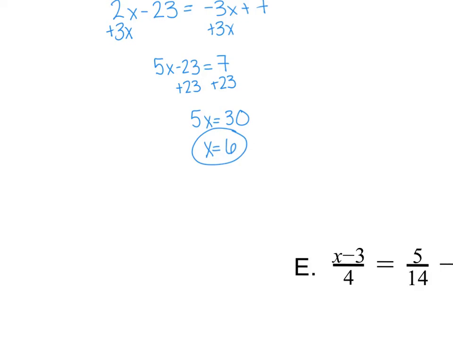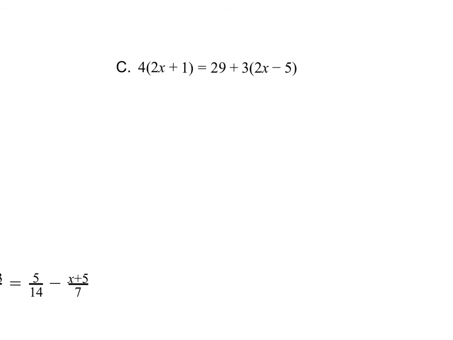All right, so now we're moving on to letter C. So it's 4 times 2x plus 1 equals 29 plus 3 times 2x minus 5. So then you distribute. Good, distribute first. 8x plus 4 equals 29 plus 6x minus 15. Perfect. And you combine those terms.